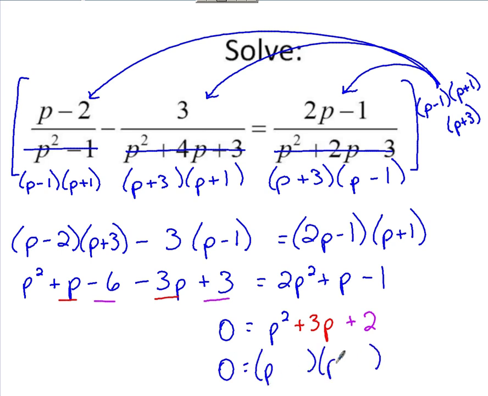Got your p's, got your 2, your 1, everything's positive, meaning our answers for p will be negative 2 and negative 1. Any issues with those? Negative 1 does not work. Negative 1 does not work because of the p plus 1 factors here. So we take that out. Negative 2 is the answer.